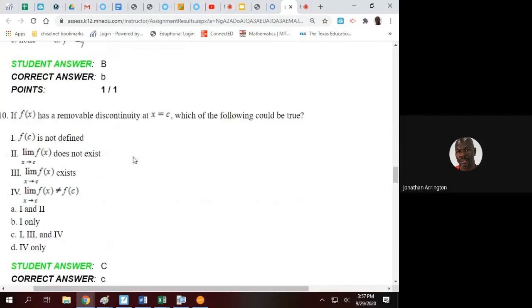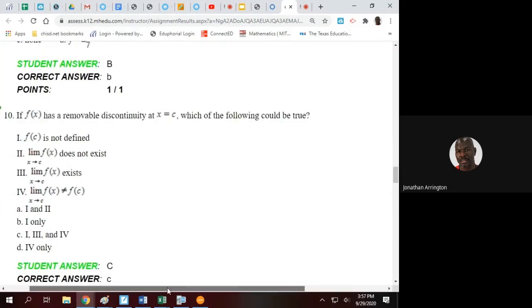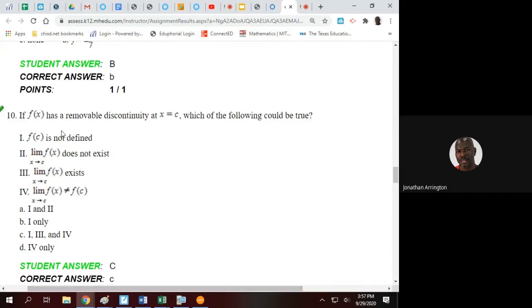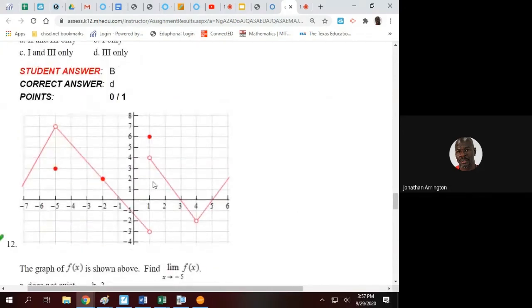Okay, let's see. So another one of these is becoming an interesting problem for us. So this says, if f has a removable discontinuity, which of the following could be true? Now, I didn't say which of the following must be true, but which of the following could be true. And so let's look at it. I'm pretty sure later on this assignment, I've got a graph that I can refer to. So the things we're checking, if it has a removable discontinuity: f of c is not defined. Could that be true? The limit does not exist. Could that be true? The limit exists. Could that be true? Or the limit not equaling f of c. So let's explore all of those things.